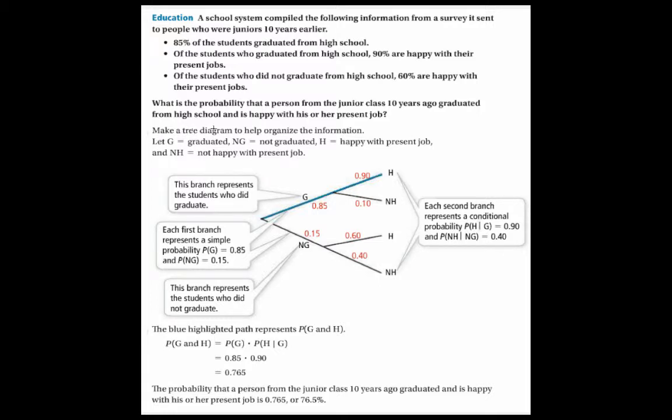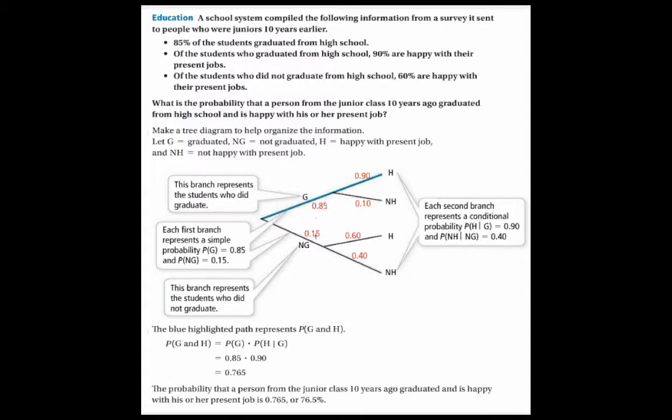So we can make a tree diagram to help organize the information. They're saying let G equal graduated, NG equal not graduated, H equal happy with present job, NH equal not happy with present job. A tree diagram, when you start here, you're a junior student, you have 2 paths. You can either graduate or not graduate. And then if you graduate, you can either be happy or not happy. If you didn't graduate, you can either be happy or not happy. And that's what these boxes here represent.